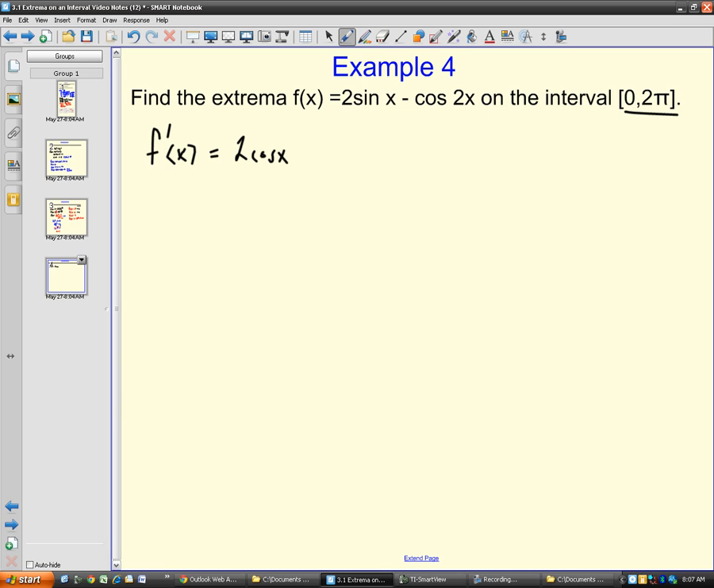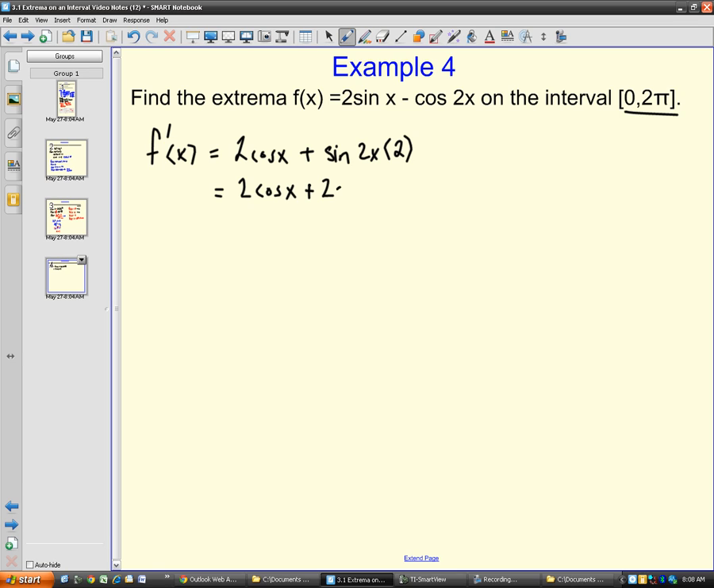So I take the derivative of the outside, so cosine goes to negative sine, so it really turns into positive sine of 2x, and then I have to multiply by the derivative of 2x, which gives me 2. So it's really 2 sine of 2x. So now, at this point, 2 cosine x plus 2 sine 2x is what we're going to set equal to 0.